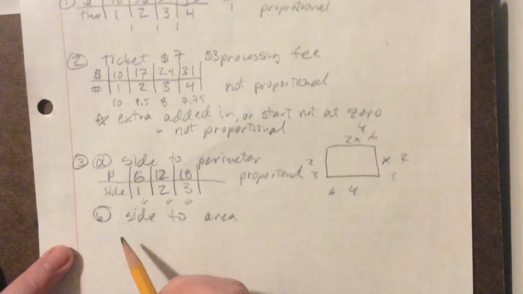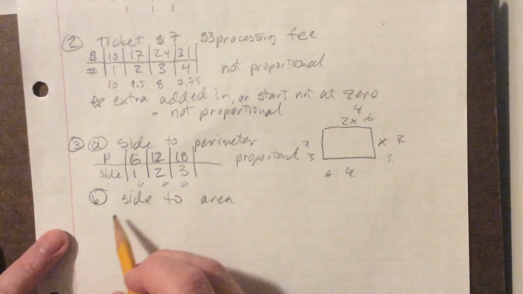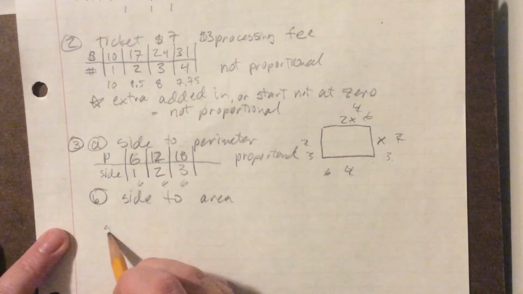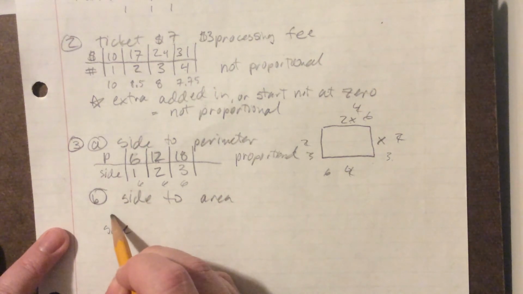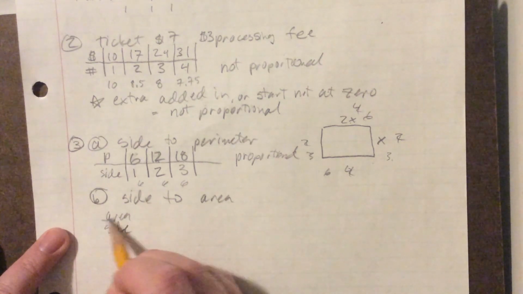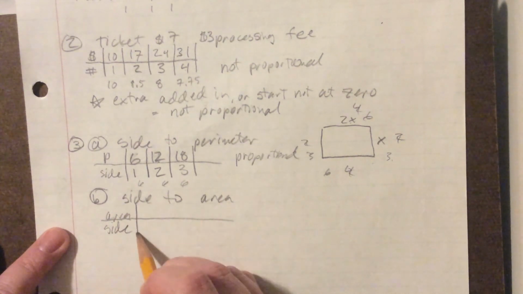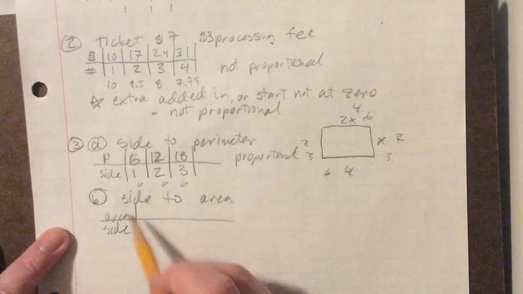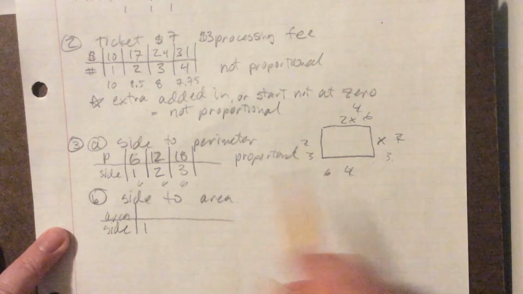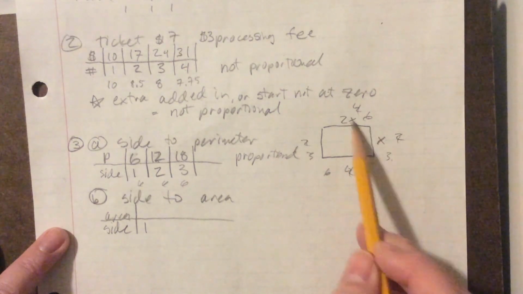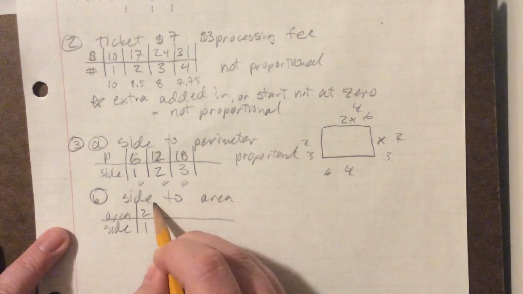Okay, so I think this one is proportional. Okay, let's do the same thing, but calculating the area this time. So we're going to have the side and area, and I won't mess it up quite so bad this time. So if we have 1 as our sides, then that would be 1 times 2, which is 2.